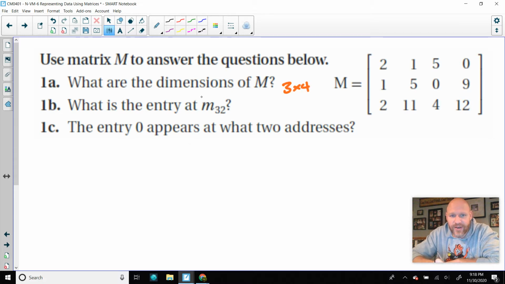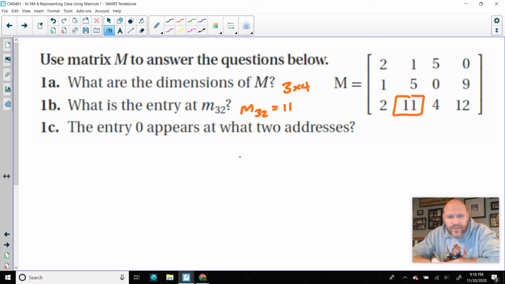It says, what's the entry at element M32? So if I give you the address M32, it's not really 32, it's a 3 and a 2. We're looking at the third row, second column, which would be the number 11. So M32 would be the number 11.